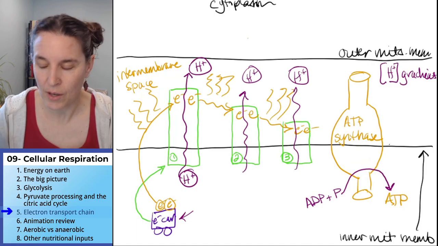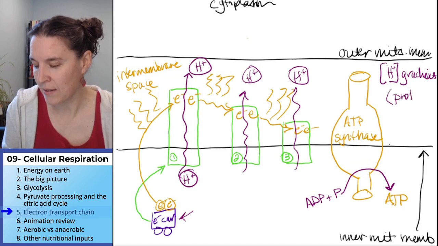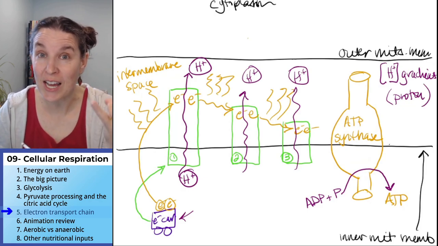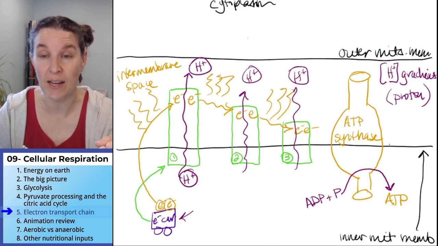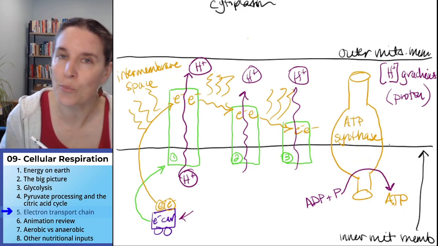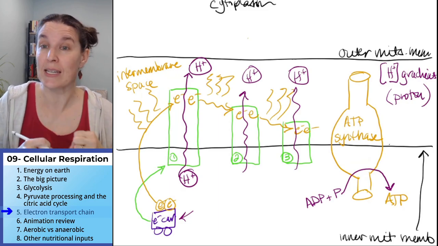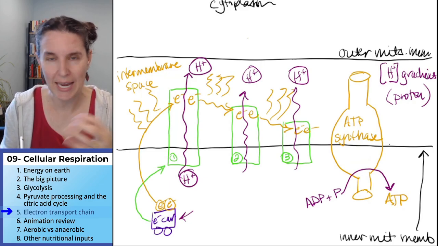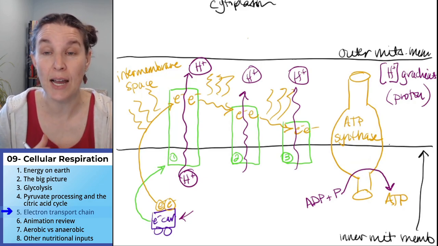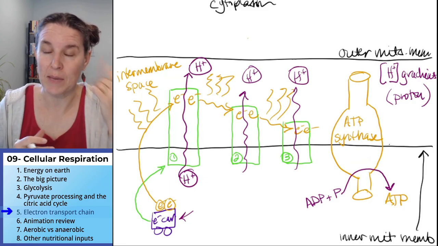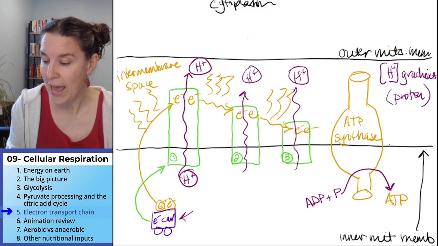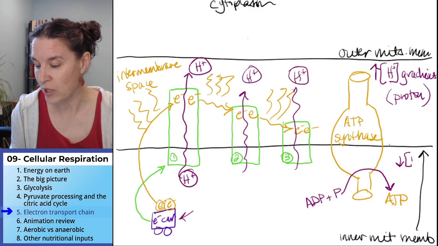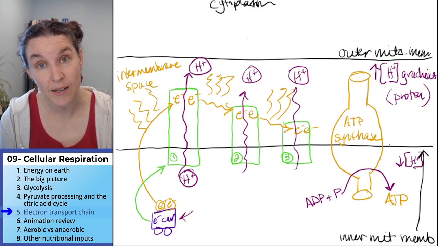Now, you will see this also referred to as a proton gradient. And if you think about it, a hydrogen ion, a positively charged hydrogen ion, is the same as a single proton. So either way you want to say it is fine. I don't know which way I say it more often. I think having the little H there, I'm describing it as hydrogen, and I think that for me makes it a little bit easier. So now I've created a high concentration of hydrogen ions inside, a lower concentration of hydrogen ions outside.